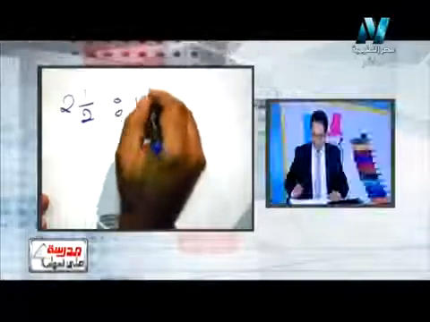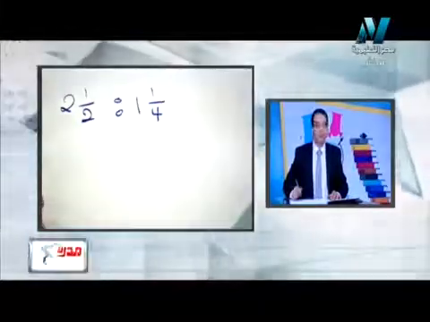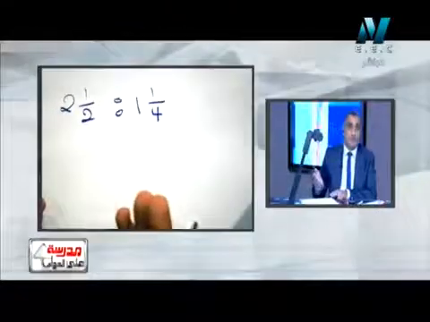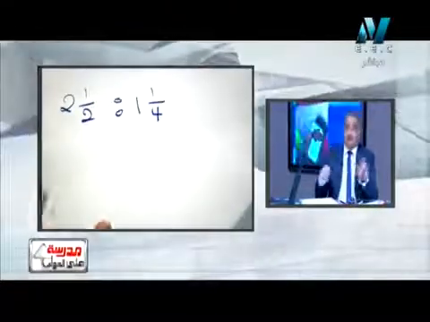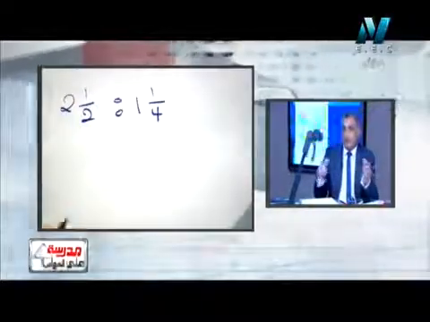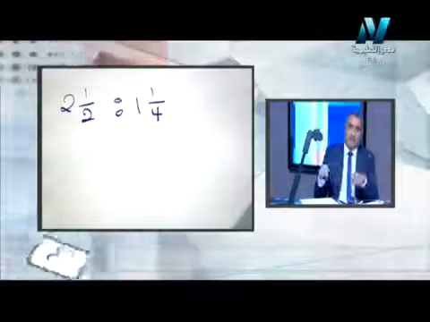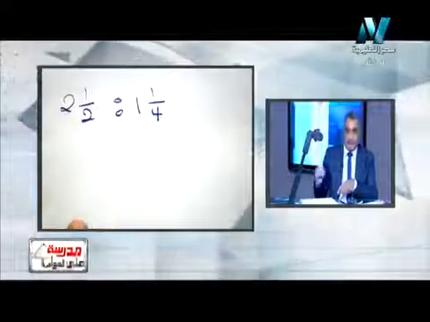Can I have another example? Okay. 2 and 1 over 2, 2.5. And 1 and 1 over 4. Very important idea. We have a very important idea of how we can simplify this type of problem. We have two mixed numbers. How can we simplify them? We have two different ways for solving this example.